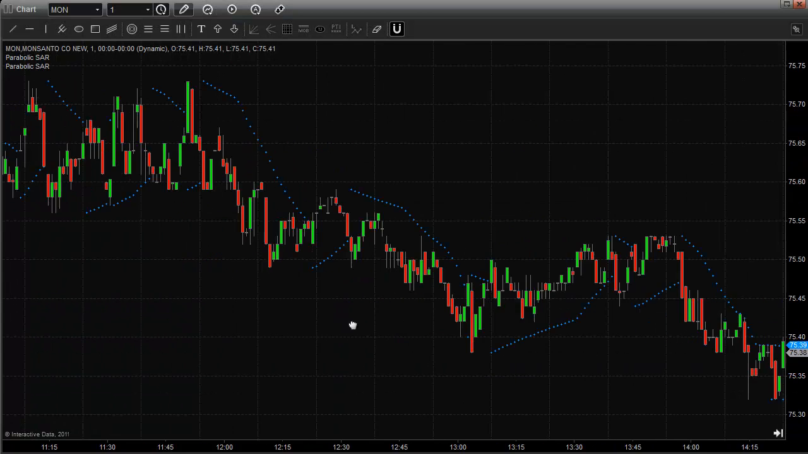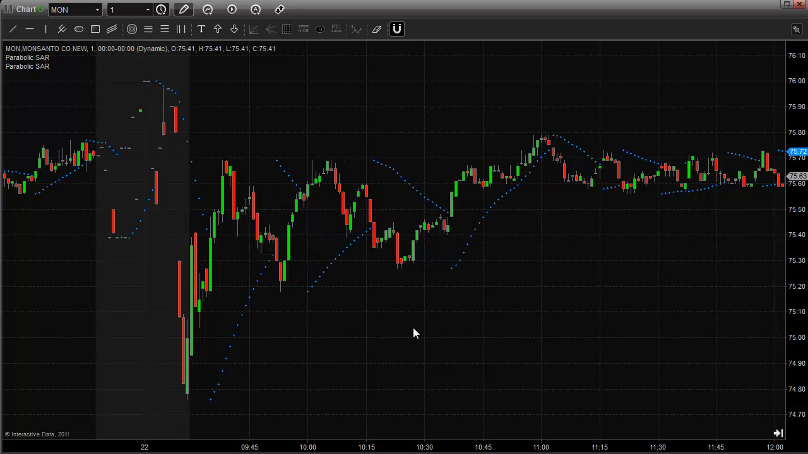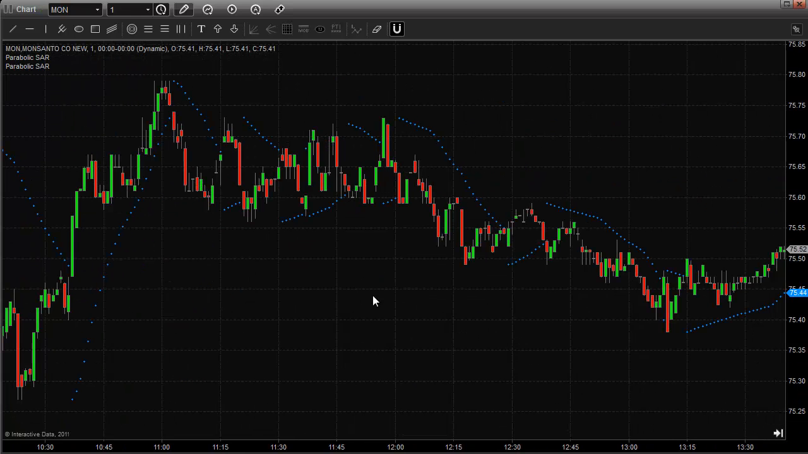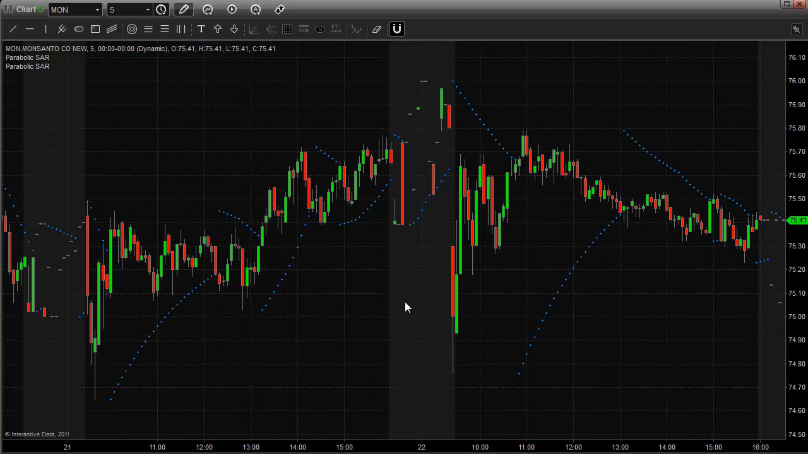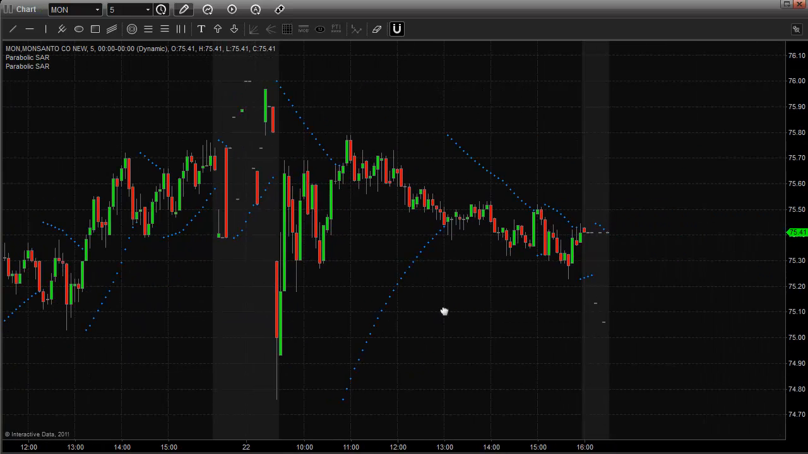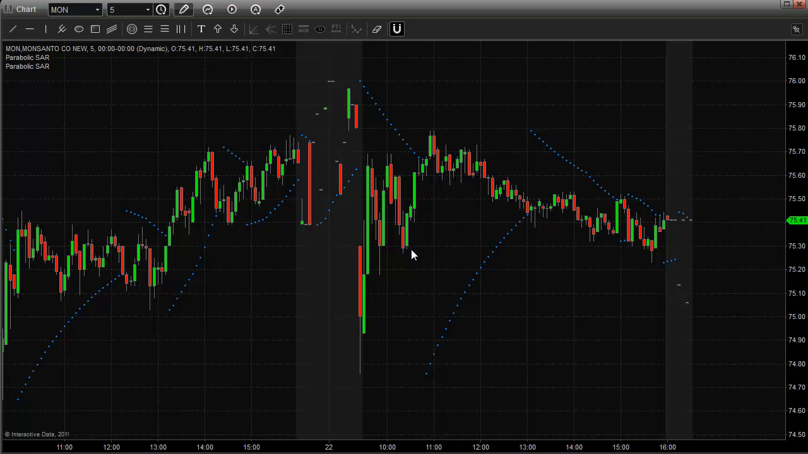But let's go ahead and scroll back here. You can see it's pretty much choppy the whole day, but you can look at it on longer time frames just to expand out a little bit to see if you can identify an overall trend. But as you can see, this stock was rather choppy, so there's not a whole lot you could do with that. If you just go off solely entering and reversing your position as the SAR changes, it's just not effective at all. You can see this is where it changed.